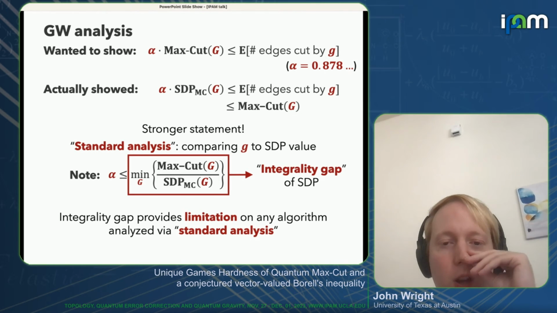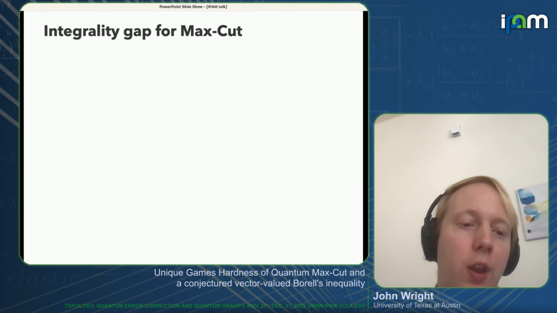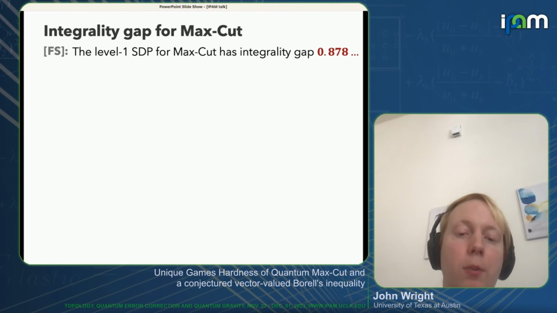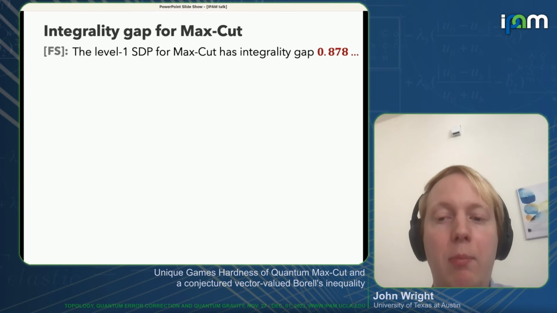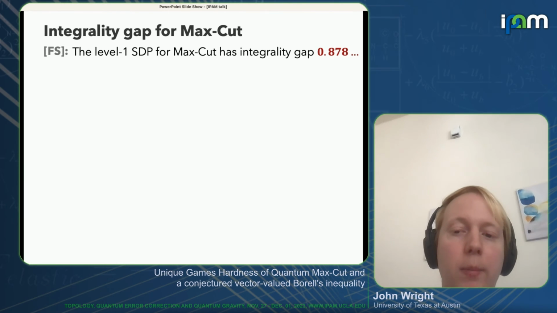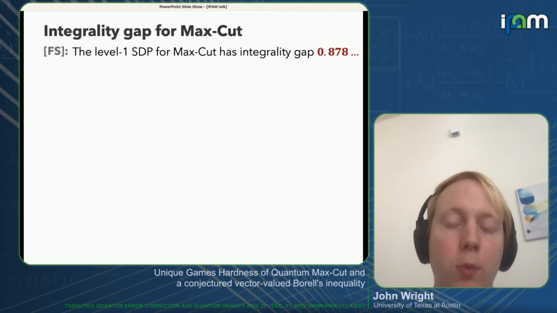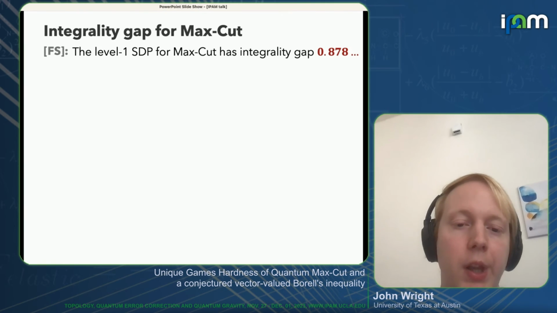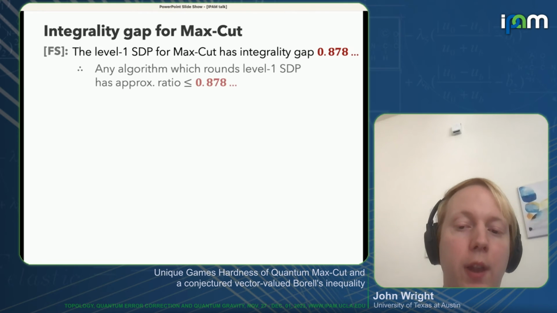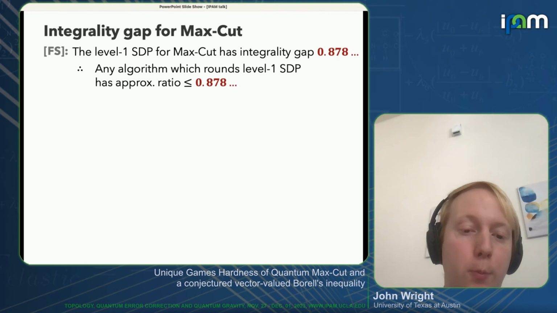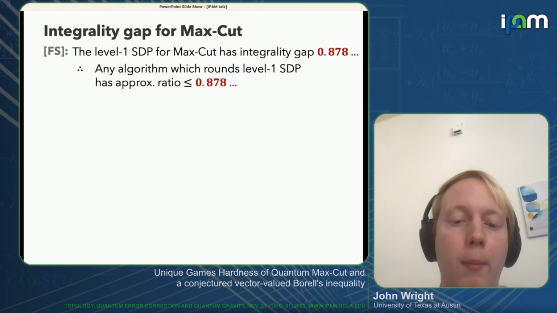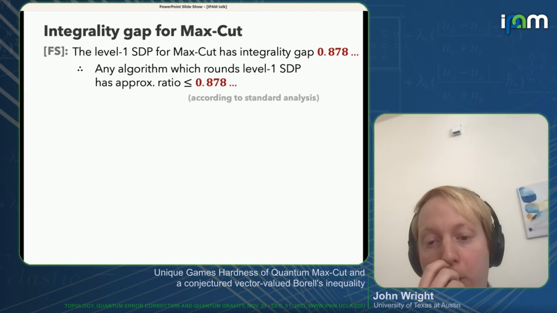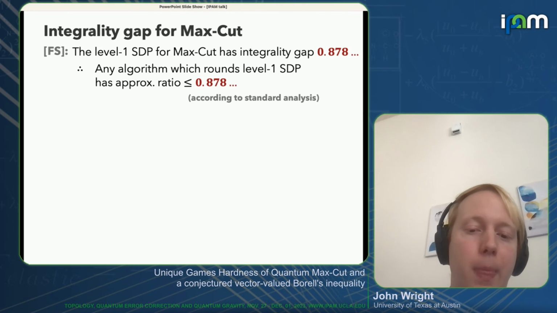Okay, so what do we know about max cut? Well, it turns out that Feige and Schechtman showed that the level 1 SDP for max cut actually has an integrality gap of 0.878, which exactly matches the algorithm of Goemans-Williamson, and it shows that their analysis was tight. So any algorithm which rounds the level 1 SDP has an approximation ratio of at most 0.878, at least if you analyze the algorithm according to this standard analysis.